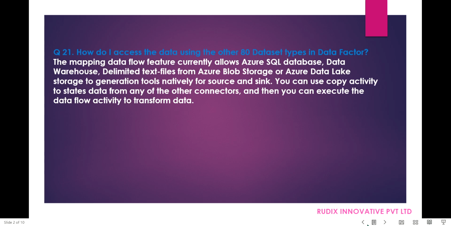Let's start the section. How do I access the data using the other 80 dataset types in Data Factory? Here we can use the mapping data flow feature, which currently allows Azure SQL Database, Data Warehouse, and delimited text files from Azure Blob Storage or Azure Data Lake Storage as source and sink natively. You can use copy activity to stage data from any of the other connectors, and then you can execute the data flow activity to transform data.